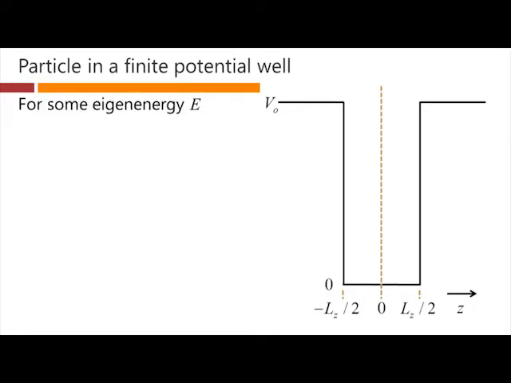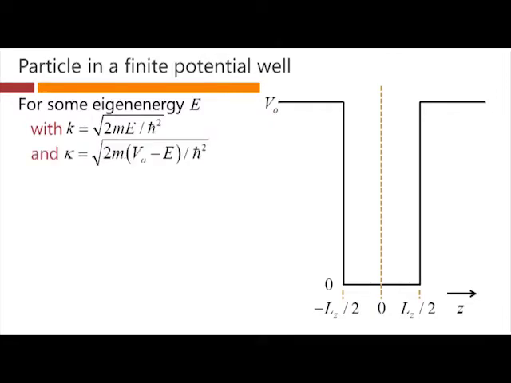So for some eigenenergy E that we're hoping to figure out here, we know that if we knew what E was, then the k vector, or the k magnitude in the middle of the well, would be the square root of 2mE over h bar squared, where m was the mass of our particle. And similarly for the exponential decay constant on either side, with our energy E below the top of the barrier, then we would have kappa equal to the square root of 2m(V0 minus E) all over h bar squared.